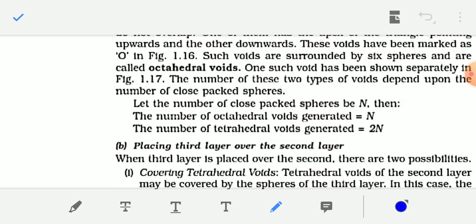And you have to remember that if n number of particles are closely packed, then the number of octahedral voids will also be n, and the number of tetrahedral voids will be 2n. That is, the number of octahedral voids is always equal to the number of closely packed particles, and the number of tetrahedral voids is double the number of close packed particles.